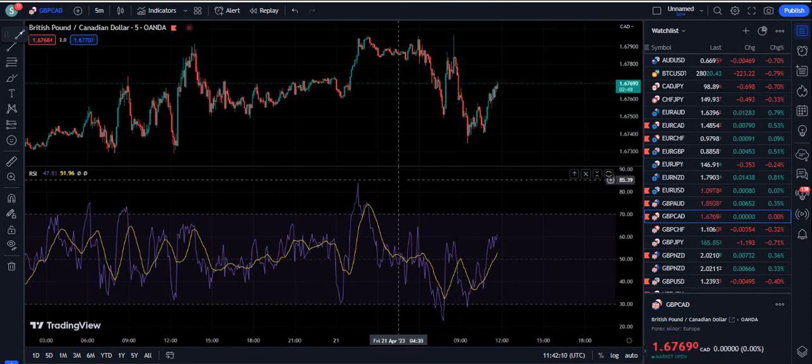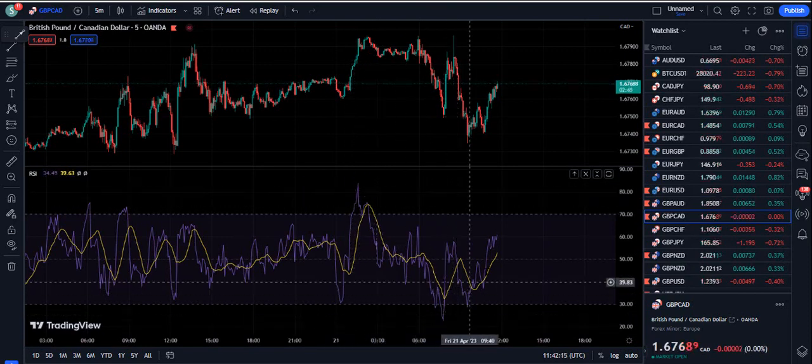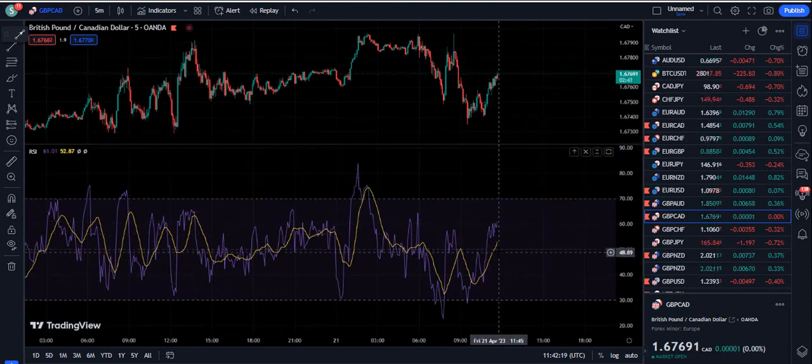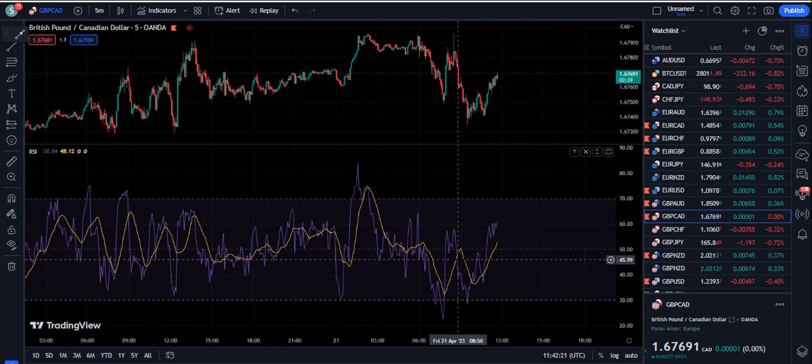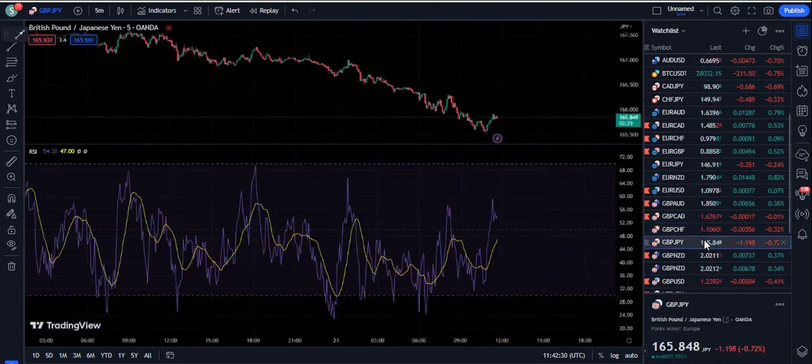So most of the traders, they sell from here, they buy from here, and when the market is crossing the 50 level, then they still buy, and when the market is crossing down below the 50 level, they sell. So we are going to talk about the important points of this indicator, which you must have knowledge of.